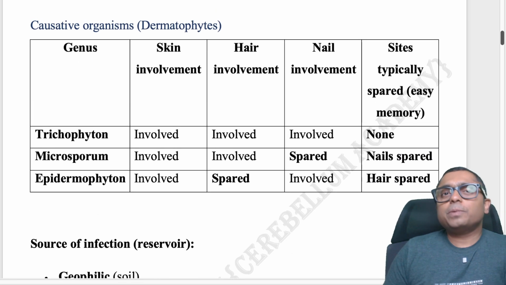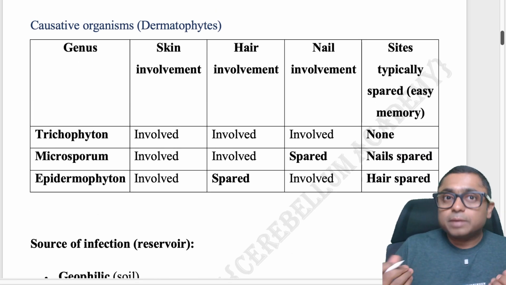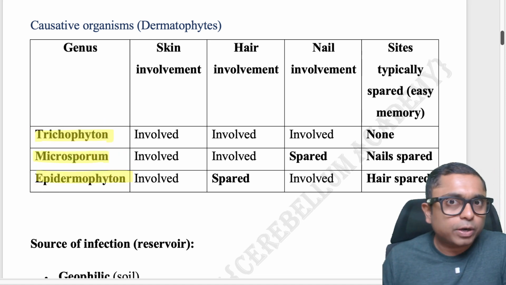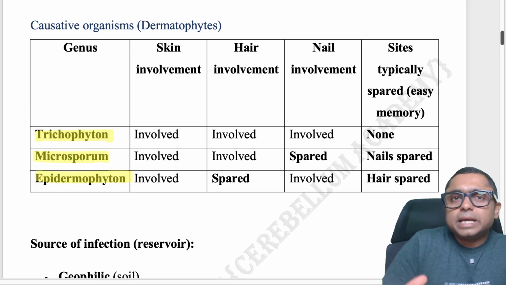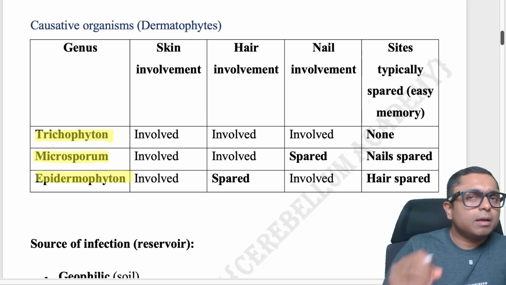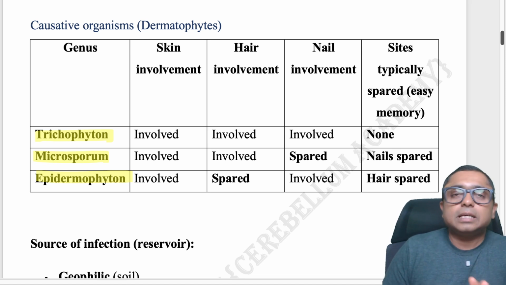So now I hope you remember what all the dermatophytes are. Yes, in microbiology you have read them. They are Trichophyton, Microsporum and Epidermophyton. Very important, remember. For skin, hair and nails, which structures are involved and which structures are spared by which organism, which genera, is important to remember.